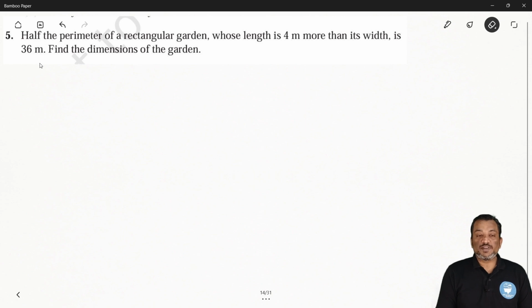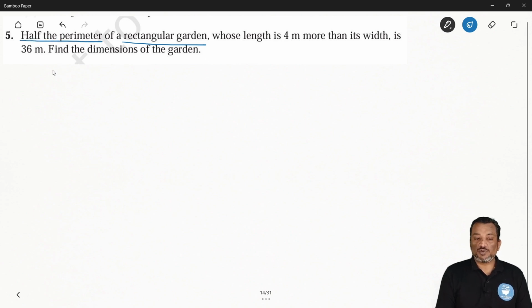So now we will see the fifth question. It is saying half the perimeter of a rectangular garden. A rectangular garden is given, so half the perimeter must be read properly. First we will see what the perimeter of a rectangle is. Suppose 2 times (length plus width) is equal to the perimeter. That is the formula of perimeter.